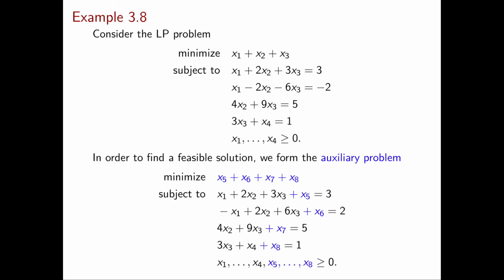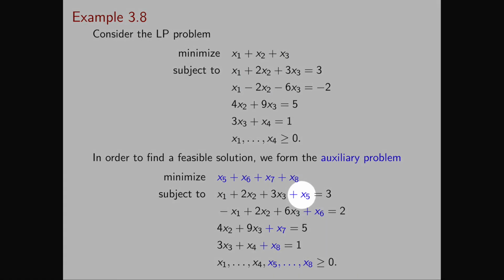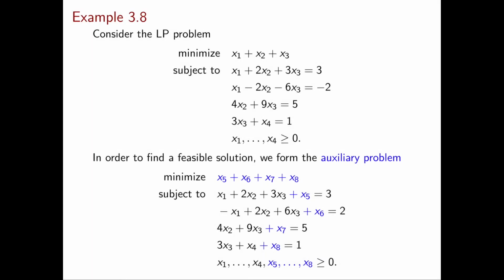In the auxiliary problem, we add one slack variable per constraint. So in the first one, we have plus x5, then plus x6, plus x7, and plus x8. And all these slack variables are greater than or equal to 0. We trash our original objective function and instead we minimize the sum of all the slack variables. Also in this example, I always highlight the auxiliary variables in blue so that we don't get confused.